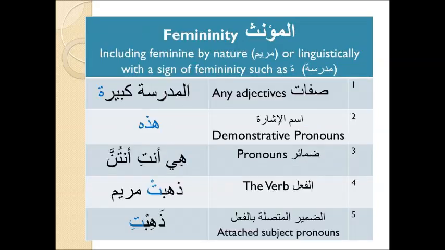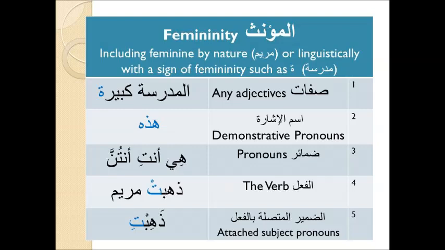Lastly, we spoke about المؤنث, femininity, including what is feminine by nature, such as Maryam, or linguistically with a sign of femininity, such as the tarmabuta in madrasa. With regard to femininity, we said that several words reflect the femininity of a subject. 1. Sifat, any adjectives, as in the tarmabuta after kabira, in al-madrasatu kabira. 2. The ismul ishara, demonstrative pronouns, as in هذه.